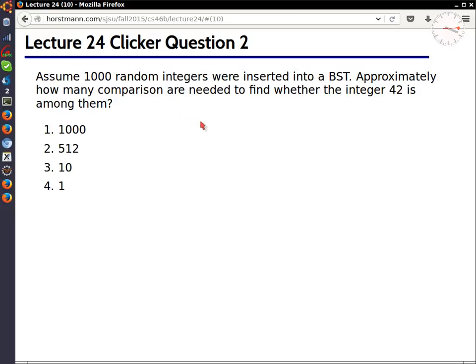Now another kind of softball question here. So I inserted 1,000 random integers into a binary search tree, and how many comparisons are needed to find whether 42 is among them?